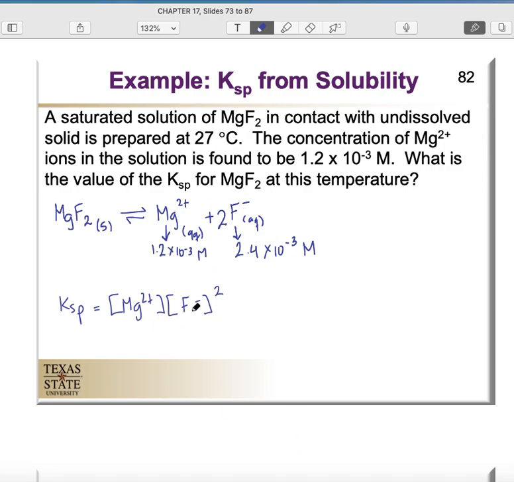Now that I have those two, I can come back in here and plug that information in. For magnesium, I'm going to put 1.2 times 10 to the minus 3. For the fluoride, I'm going to put 2.4 times 10 to the minus 3. And of course, don't forget to square that one. Once you plug the numbers in, you get that your KSP is equal to 6.9 times 10 to the minus 9. And we are done. Happy face.